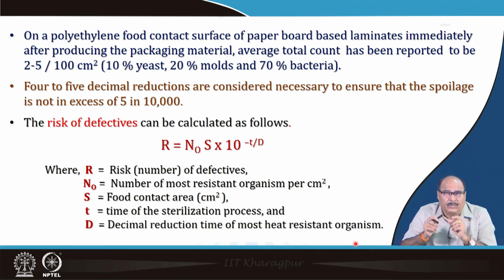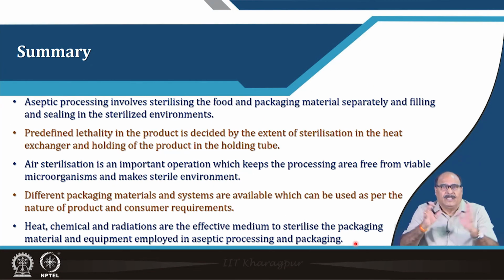So, R is equal to N0 multiplied by S multiplied by 10 to the power minus T by D. N0 is the number of most resistant organisms per square centimeter of the food packaging contact surface, S is the food contact area, T is the time of the sterilization process, and D is the decimal reduction time of the most heat resistant organism. So, with this I have given you a complete overview of the aseptic processing and packaging system.